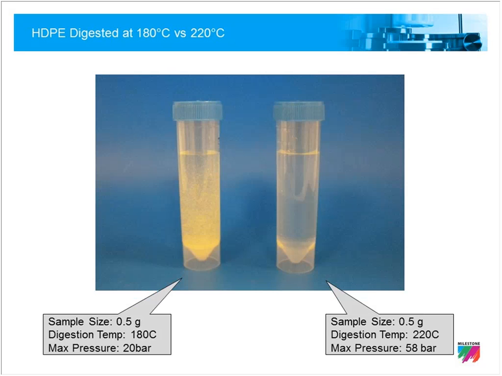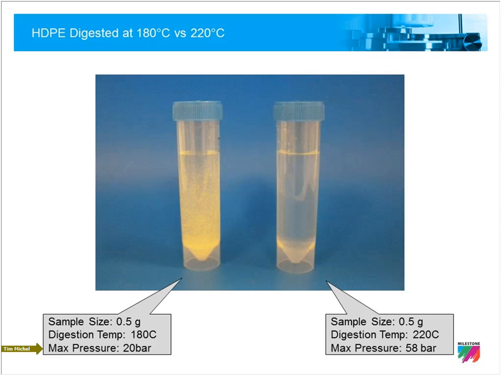To look at another sample, an even more difficult one, high-density polyethylene. This sample we digested at 180 degrees C and 220 degrees C. Same sample size, half a gram for both digestion temperatures. At the one digested at 180, you can still see sample inside, okay? It is not a complete digestion, nowhere close. And you can also see that the max pressure was only 20 bar, okay?